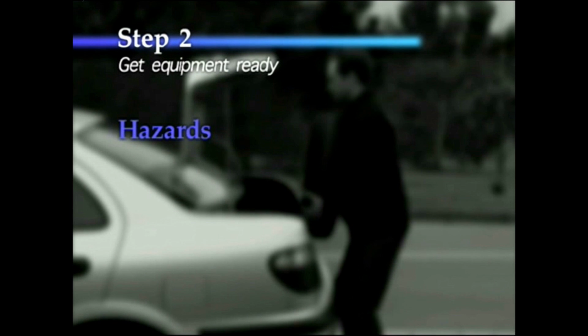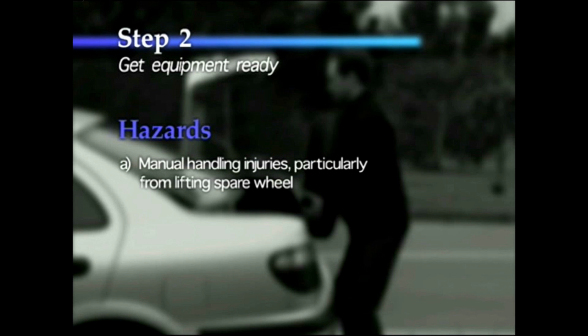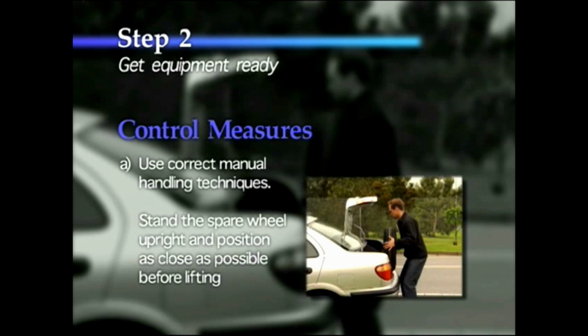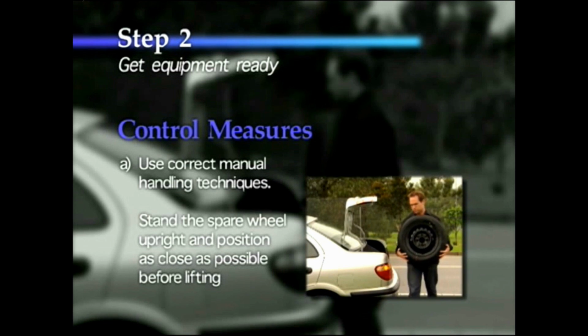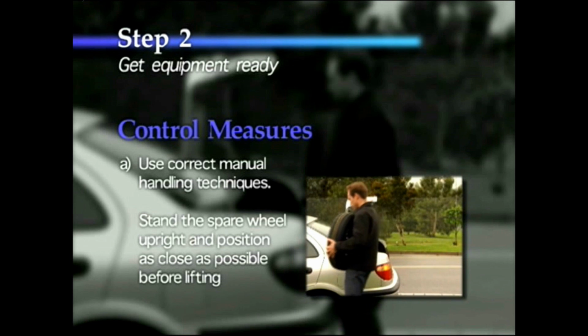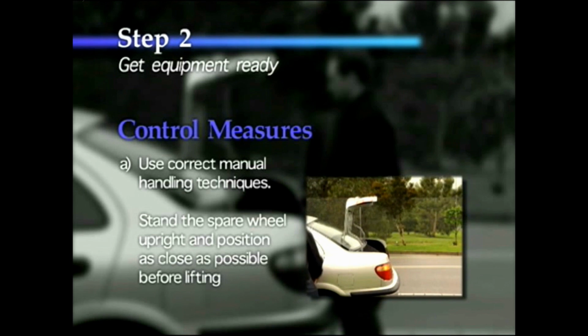With step 2, we have the potential of general manual handling injuries, and more specifically, a possibility of a back injury when lifting the spare tyre. The control measure here is to use correct manual handling techniques, and more specifically, to stand the spare wheel upright and position it as close to your body as possible before lifting it out of the boot.